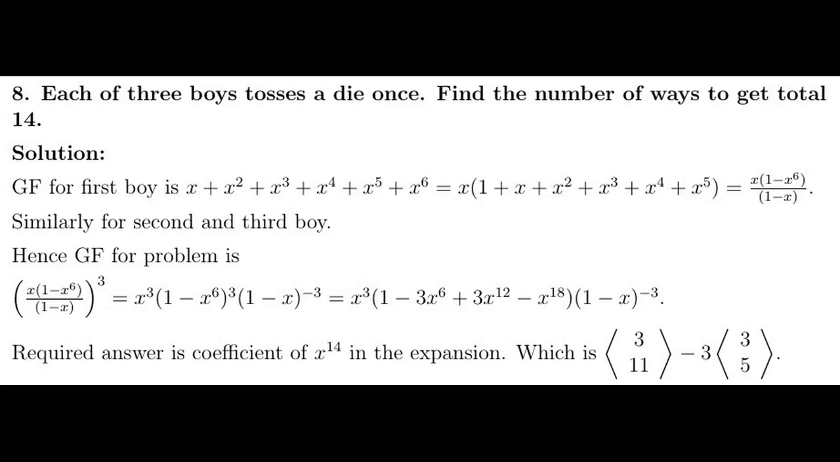Next, each of three boys tosses a die once. Find the number of ways to get total 14. Okay, the die has 6 faces and 1, 2, 3, 4, 5, 6 on each face. So generating function for first boy is either you will get 1 or 2 or 3 or 4 or 5 or 6. So x plus x square plus x cube plus x fourth plus x fifth plus x sixth. Stop. This is polynomial. This is not power series. We don't have x seventh and x eighth because it is just not possible.